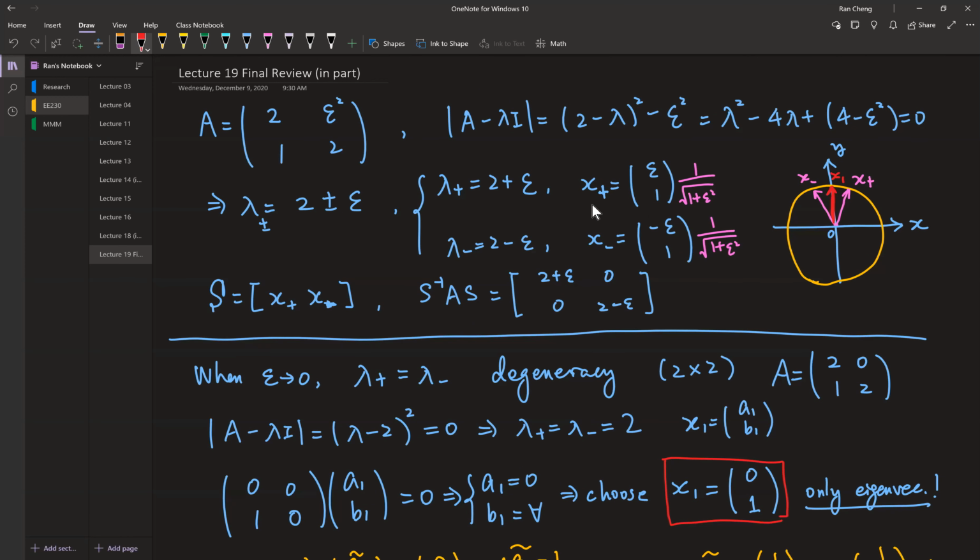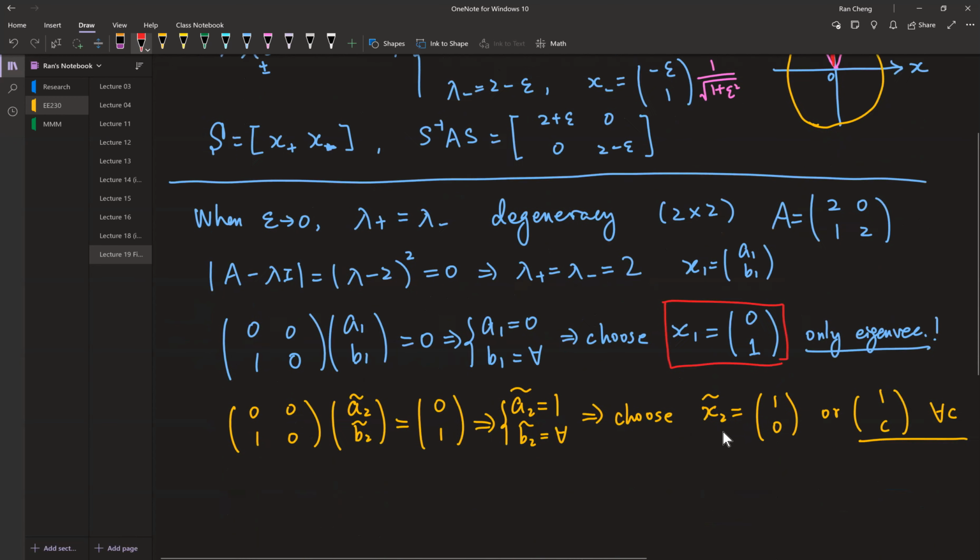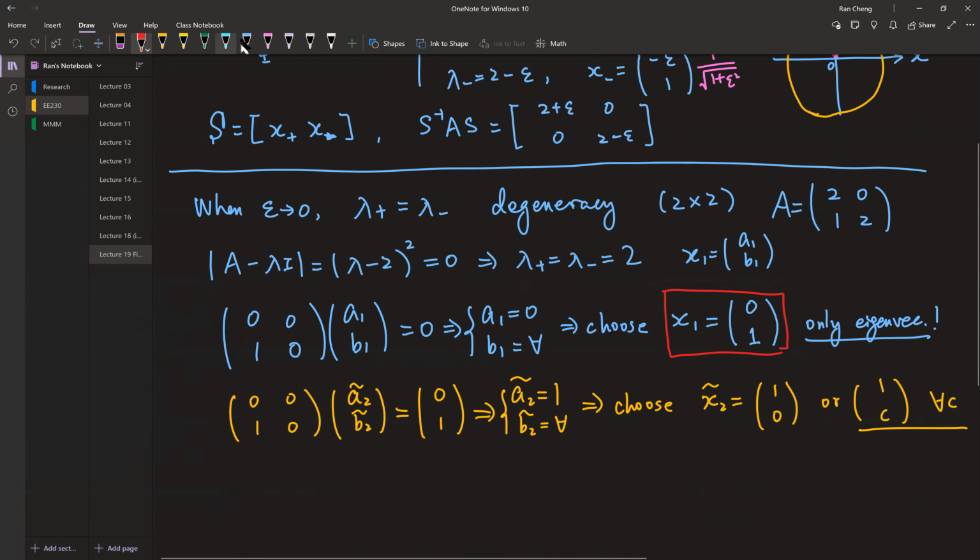You can also see that if we continuously vary epsilon and set it to 0, then these two eigenvectors will continuously fold towards x1. And right here, these two different eigenvectors become the same one. Then the generalized eigenvector x2 suddenly pops up.